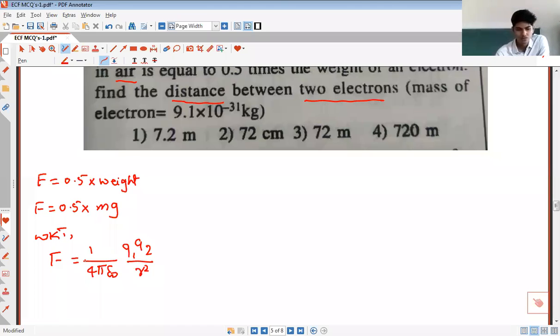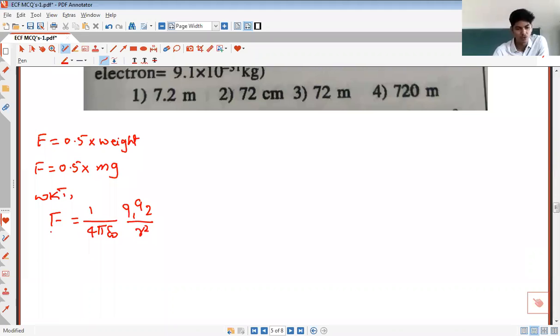And in this case, the force is already given to us. The force that exists between two electrons is given as 0.5 into mg. So I write this as 0.5 into mg. This is the force between two electrons. That equals 1 by 4 pi epsilon naught, which can be written as 9 into 10 to the power of 9. This is the value of 1 by 4 pi epsilon naught, in units of N m^2 per C^2.